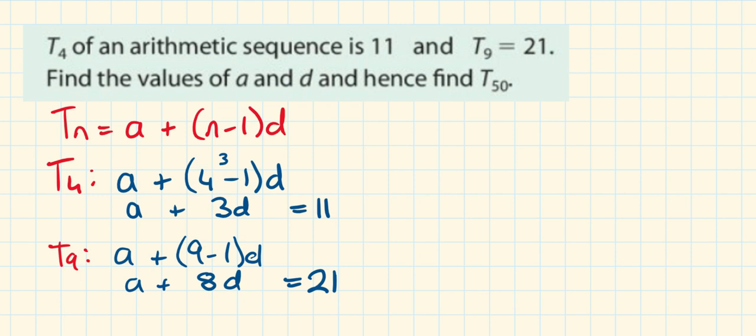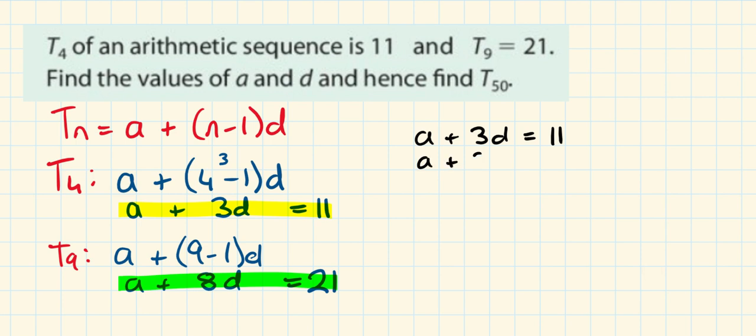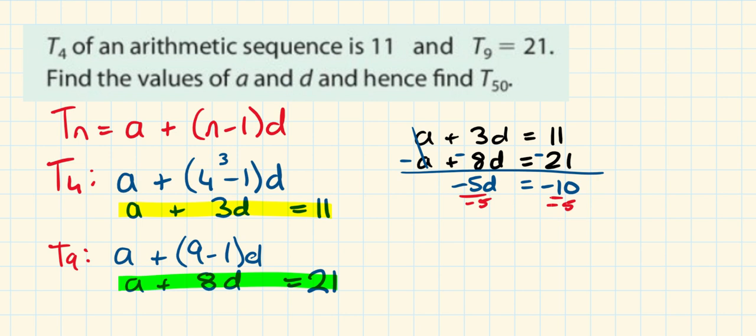So using these two equations, we can do simultaneous equations. I'll write these up at the top right now. So we've got A plus 3D equals 11, and A plus 8D equals 21. If you remember back to simultaneous equations, we've got the same coefficients with A, so we can just subtract. And the A's are gone, so 3 minus 8 is minus 5D, and 11 minus 21 is minus 10, and then we just divide by minus 5, and we get D equals 2.